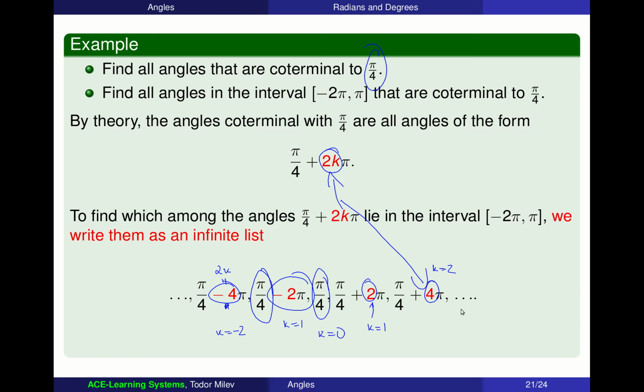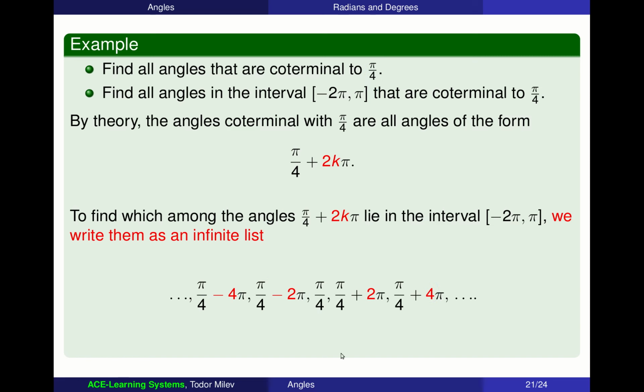So what you do is the following. You take your starting angle, and then you copy that angle multiple times, and then you start subtracting even multiples of pi and adding even multiples of pi. How many should you write? The rule is the following: write as many terms of this infinite sequence to the right, so that you pass the number pi.